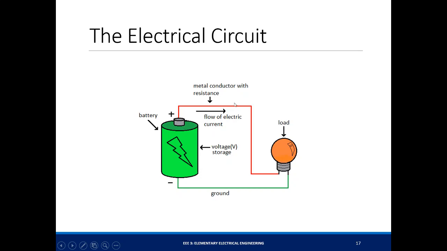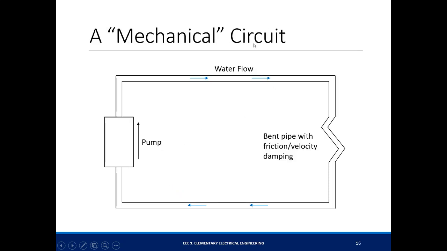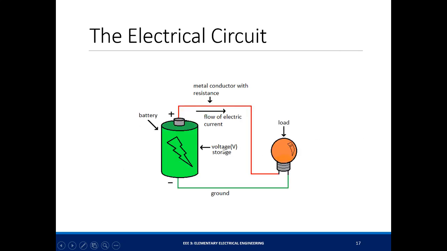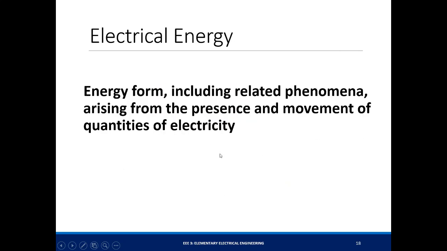So the flow of current is from the negative of the battery to the positive of the battery, and therefore going into the load, then going back to the battery, and there you go. This is your electrical circuit. So think of the flow of electric current as like the water flow from this example right here. So this is your electrical circuit now.